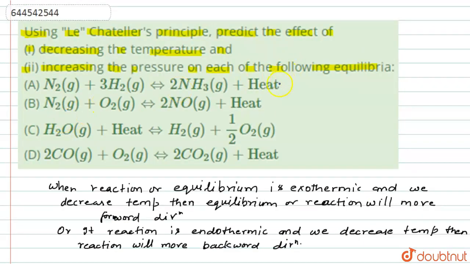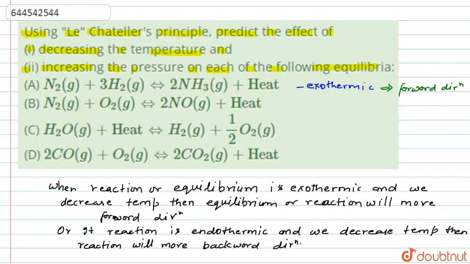A is an exothermic reaction, because heat is generated on the product side. This is the exothermic reaction, and when we decrease the temperature, the reaction will move in the forward direction. This reaction is N2 plus 3H2 gives 2NH3 plus heat. This is an exothermic reaction and we decrease temperature, then the reaction will move in the forward direction.